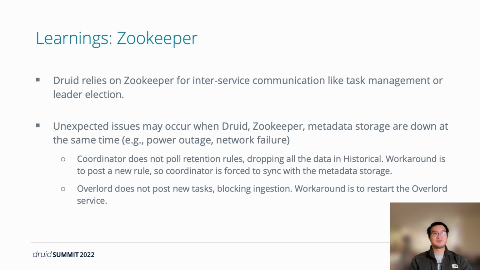Another thing we learned is Zookeeper. Druid relies on Zookeeper for inter-service communication like task management or leader election. But unexpected issues may happen when Druid, Zookeeper and metadata storage are down at the same time, for example, when there's a power outage or a network issue. One thing we found was that the coordinator won't pull retention rules and dropped all the data in the historical. The workaround we found is to post a new rule through the coordinator API, so the coordinator will be forced to sync with the metadata storage, and this will update its rules.